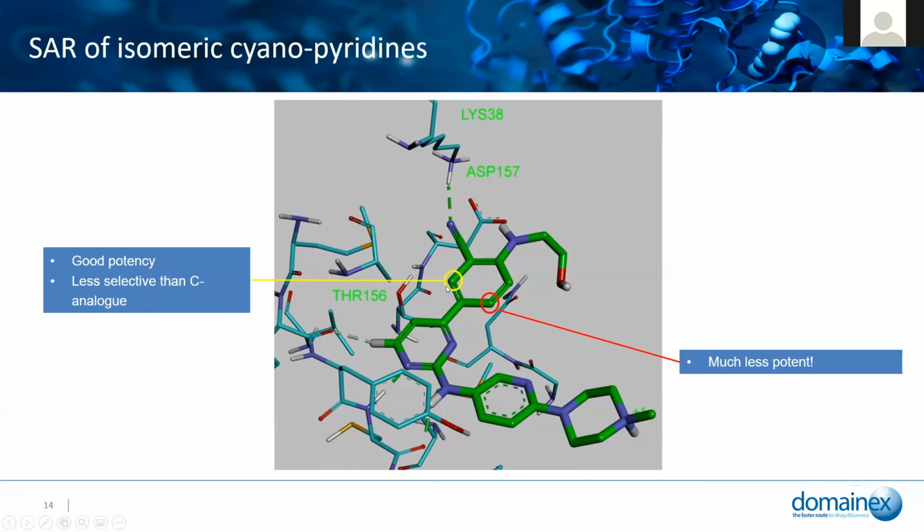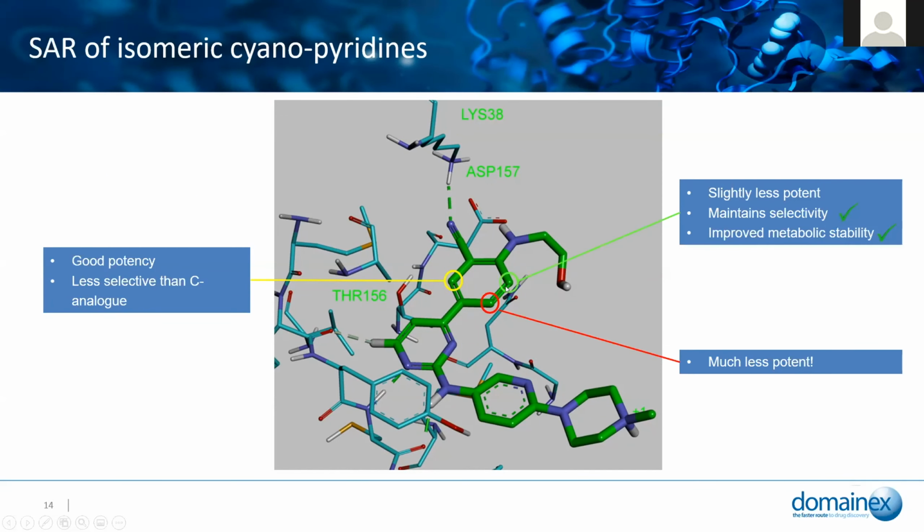Interestingly, this one, nitrogen here, is quite potent, but much less selective than the carbon analog. The one where you put the nitrogen here is much less potent, but very gratifyingly, the one where you put the nitrogen here is slightly less potent than the carbon analog, but it does crucially maintain that very high selectivity, and even more importantly, gave us very much improved metabolic stability.